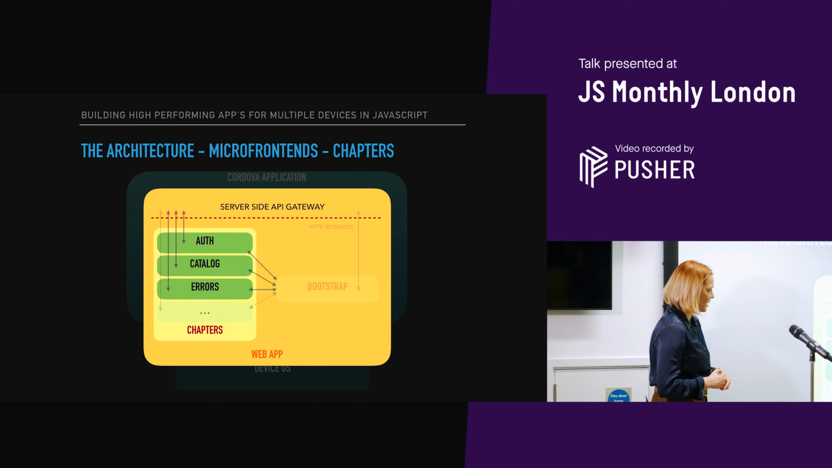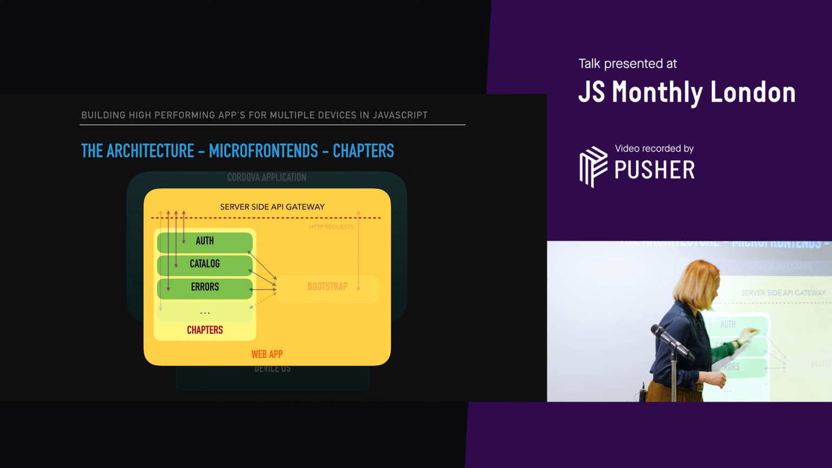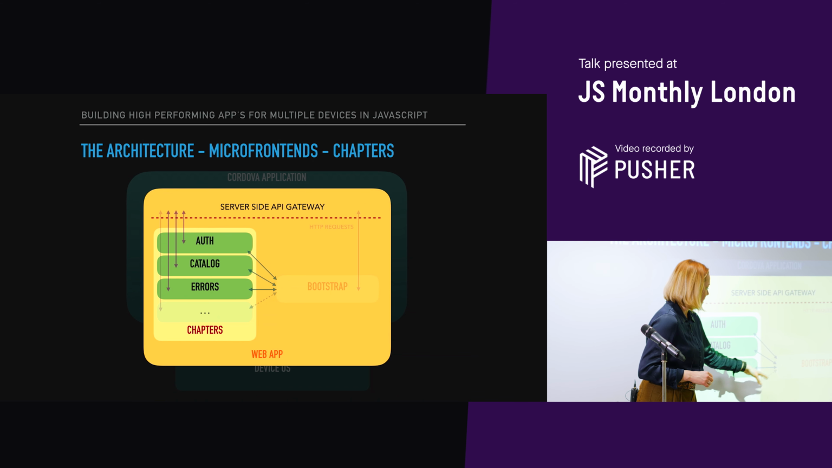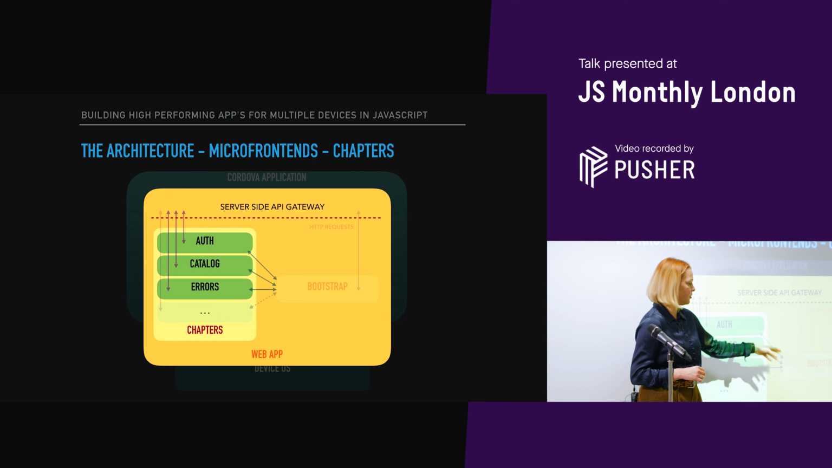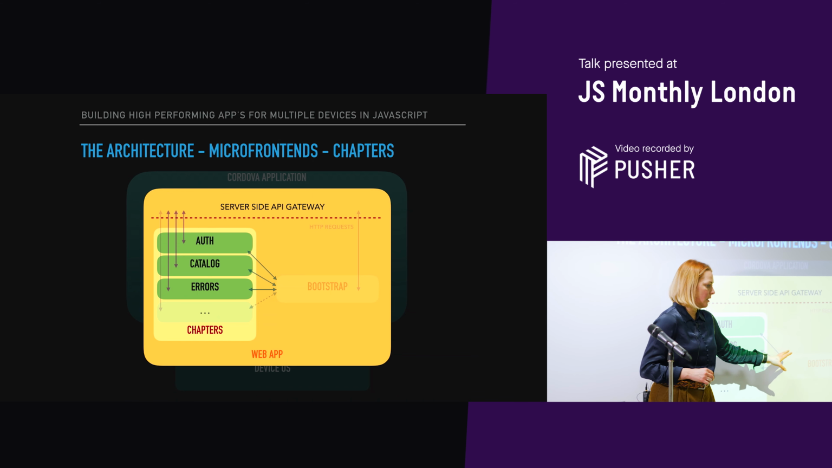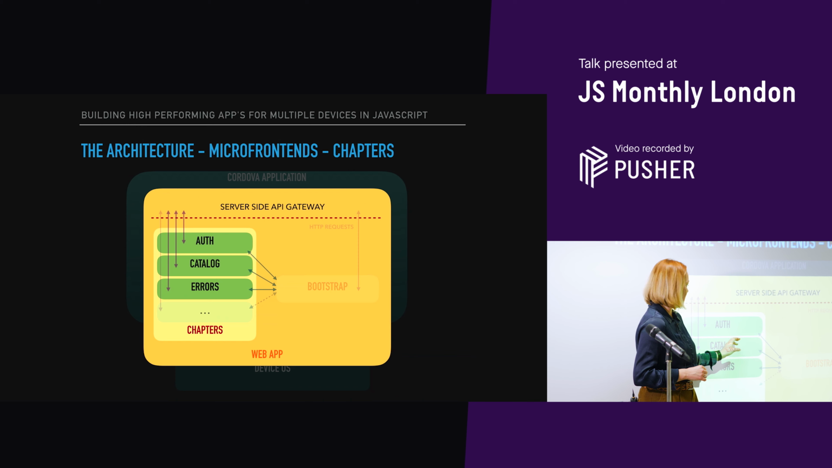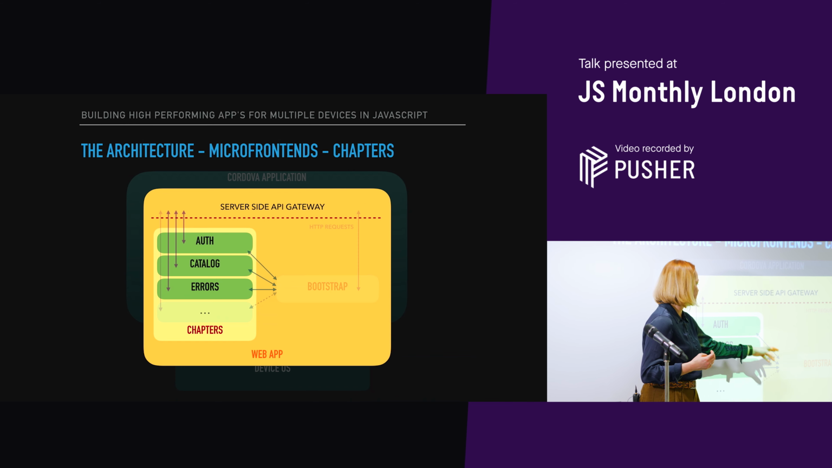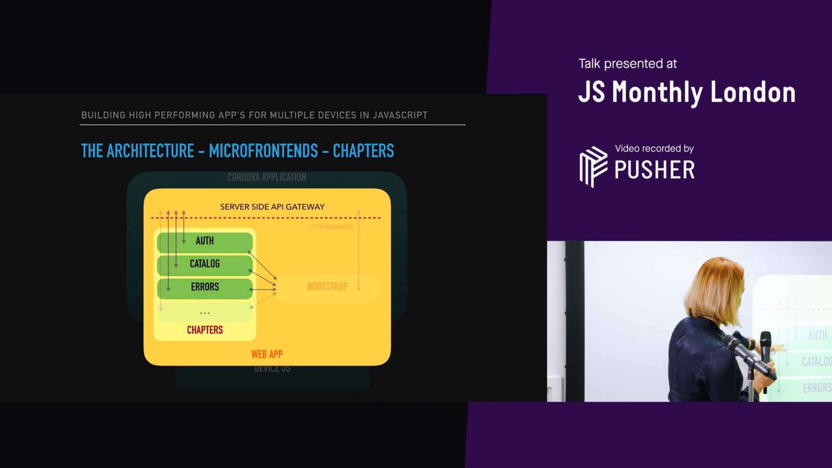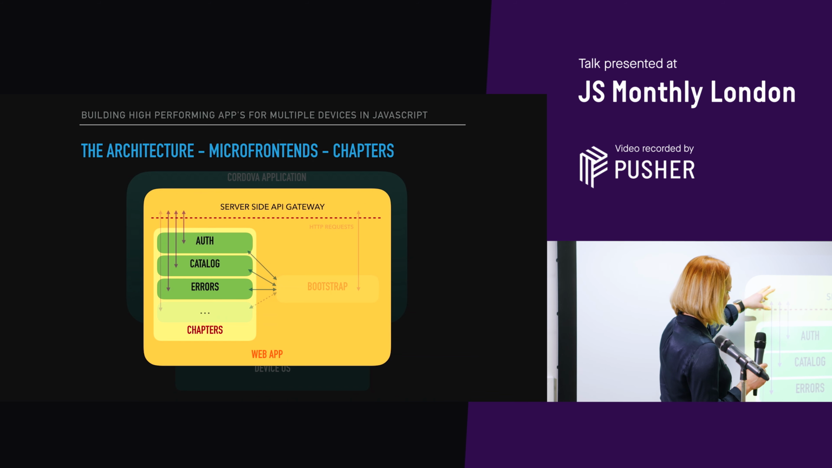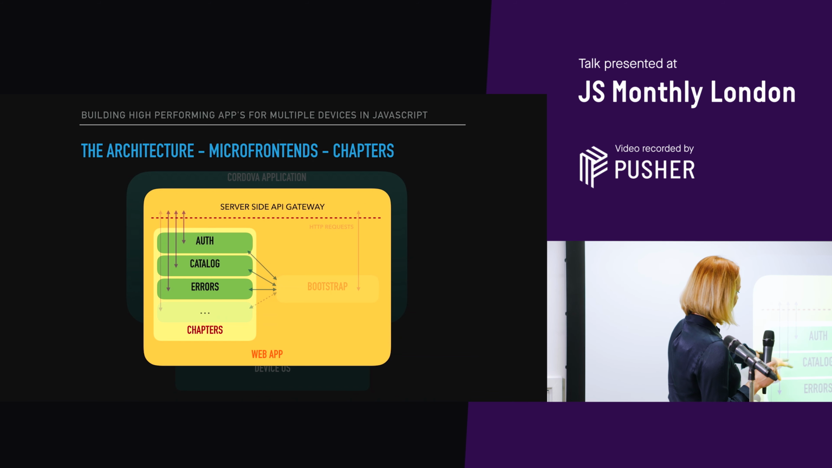So the communication goes this way. Each chapter would communicate with the Bootstrap, and the Bootstrap would know which chapter to load at a certain moment. There are a set of listeners on the Bootstrap side, and it would react to the way the chapter changes global variables. Each chapter would communicate with the API, but never with each other.